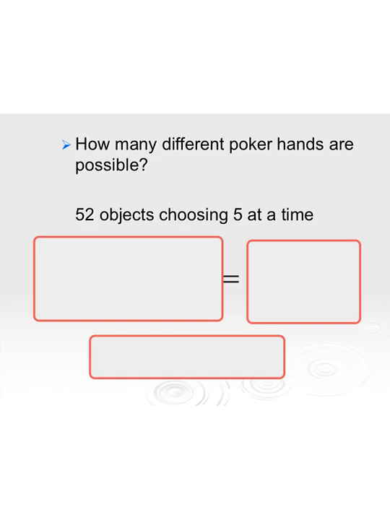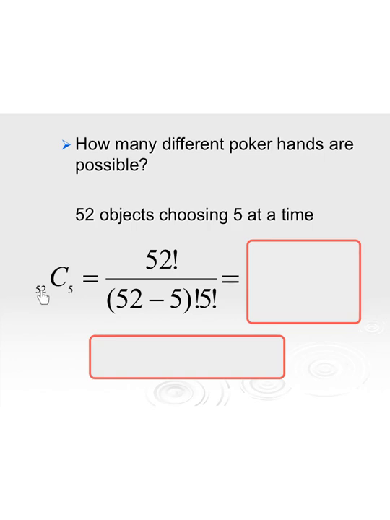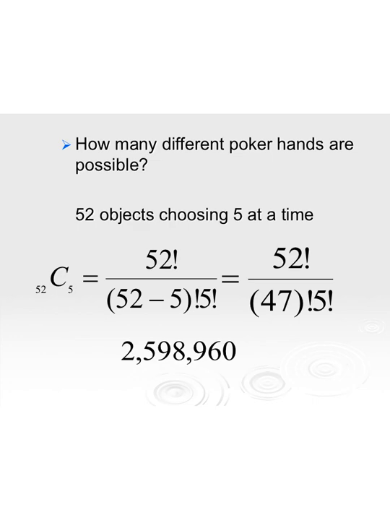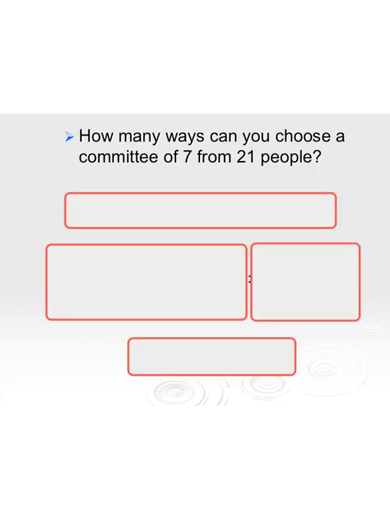When we go ahead and plug this into our formula, we have 52 choose 5, which is then going to be 52 factorial over 52 minus 5 factorial times 5 factorial, which will simplify to be 52 factorial over 47 factorial times 5 factorial. And for this one, I would definitely plug it into a calculator. I think expanding it and simplifying it would be a little tedious. But if you do it correctly, you do get the correct answer of 2,598,960 different poker hands.